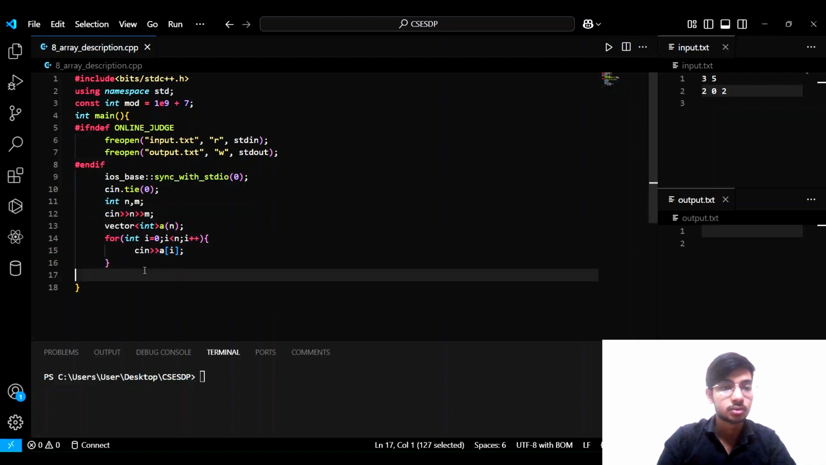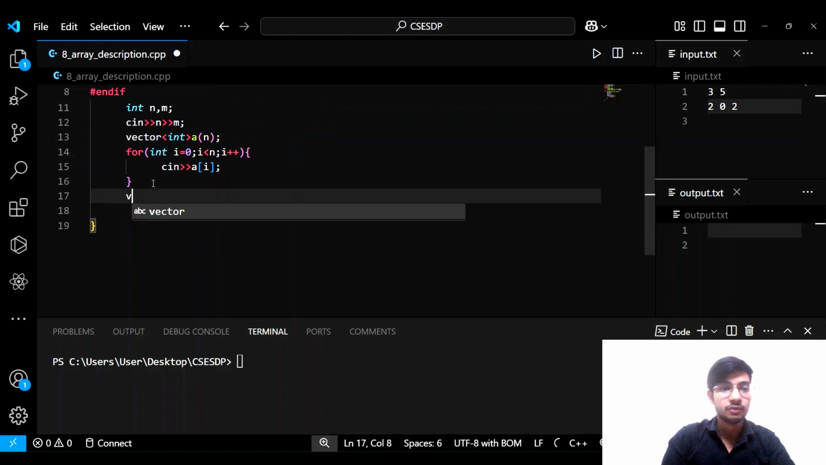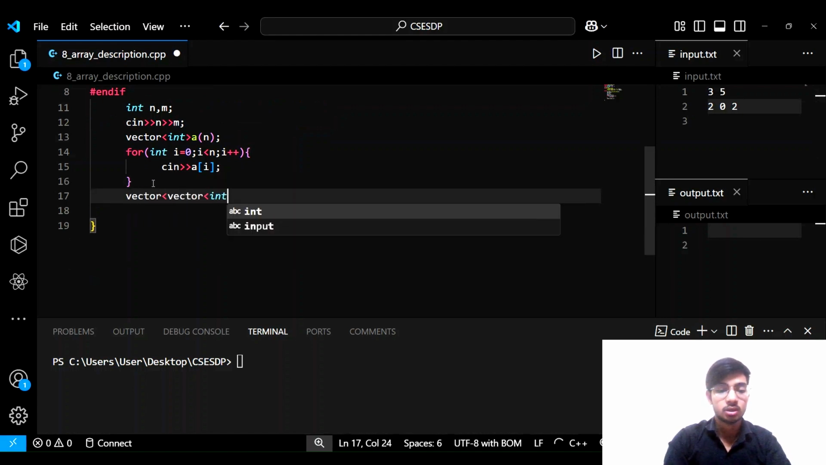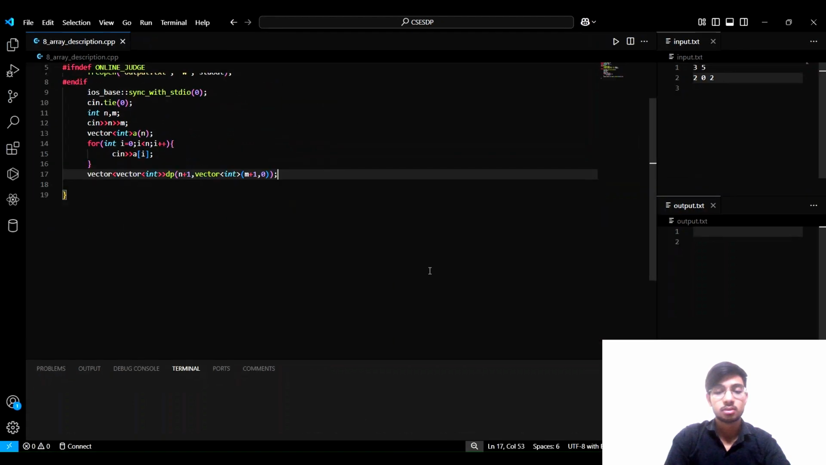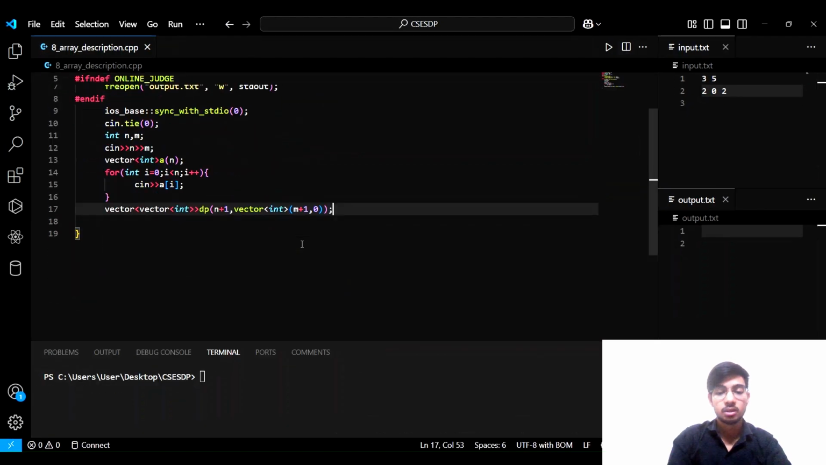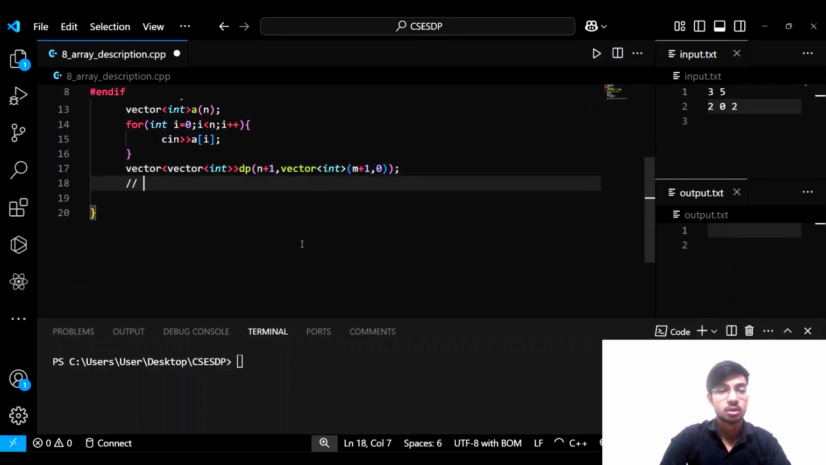Yes, this is the input, right? Now next we have to define our dp vector: vector of int dp of size n plus 1, comma, vector of int of size m plus 1, comma 0. So this is our dp vector, right? Now the next thing we have to define is our base case, right?